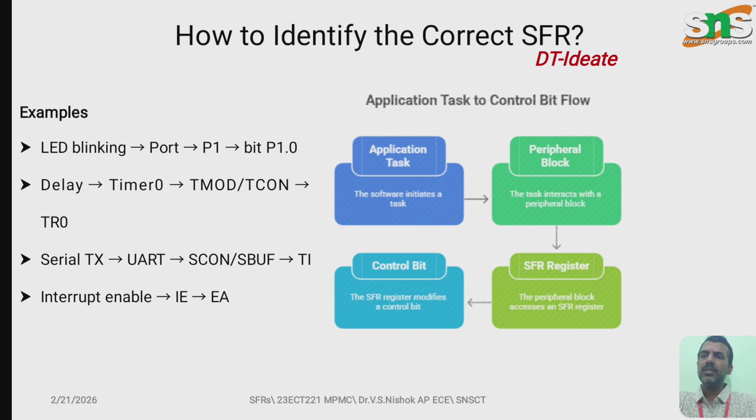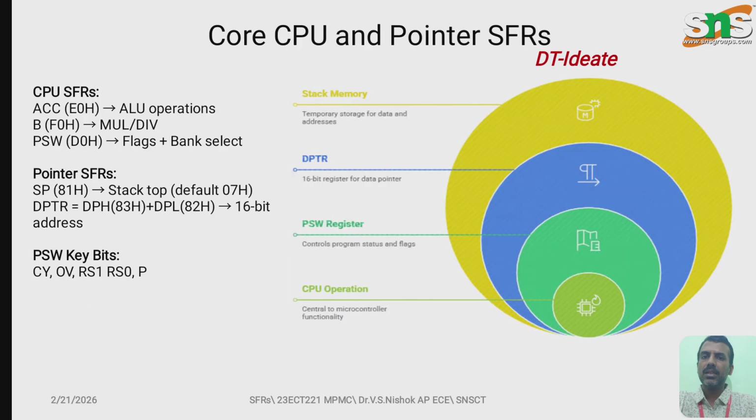Then coming to serial TX, which represents transmitting the data. Once TI is set, the data is transmitted. SCON represents the serial control, SBUF represents the serial buffer, and IE represents the interrupt enable. Here the global enable, EA, should be chosen for enabling the interrupt option.